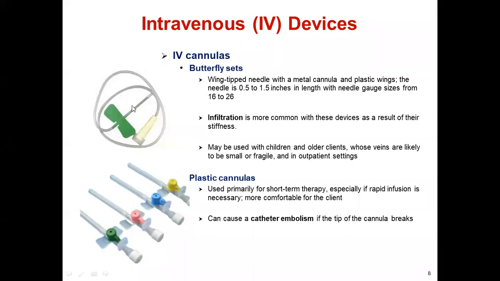This is the cannula with plastic wings. The needle size is 0.5 to 1.5 inches in length, and the needle gauge size is 16 to 26. So what is the diameter of the opening of the needle? We call it gauge.